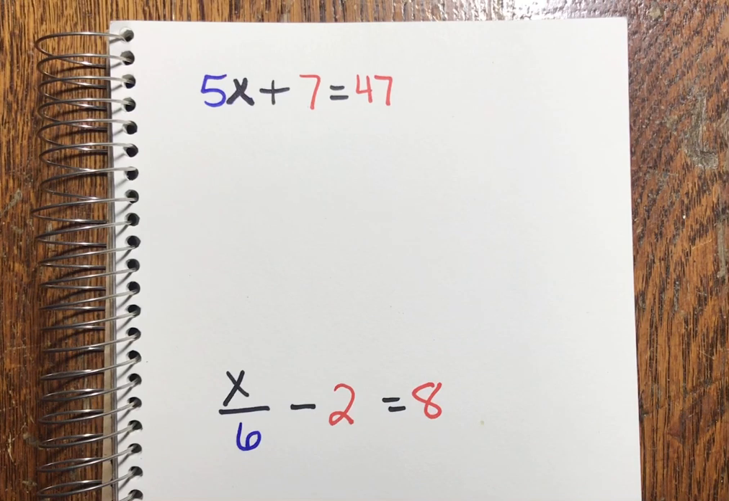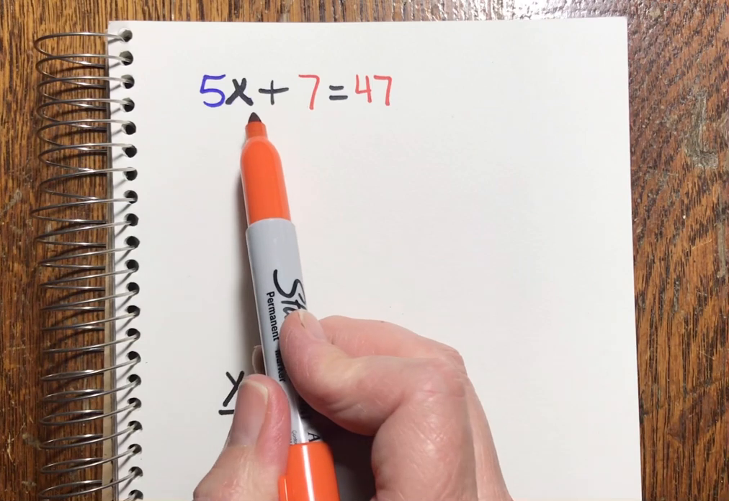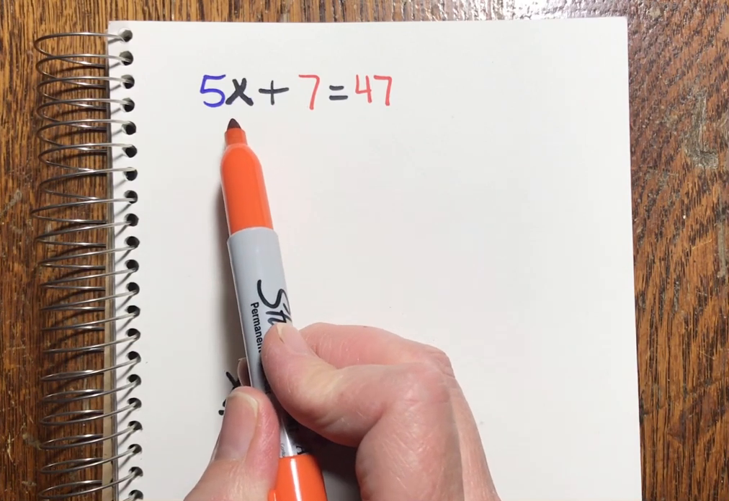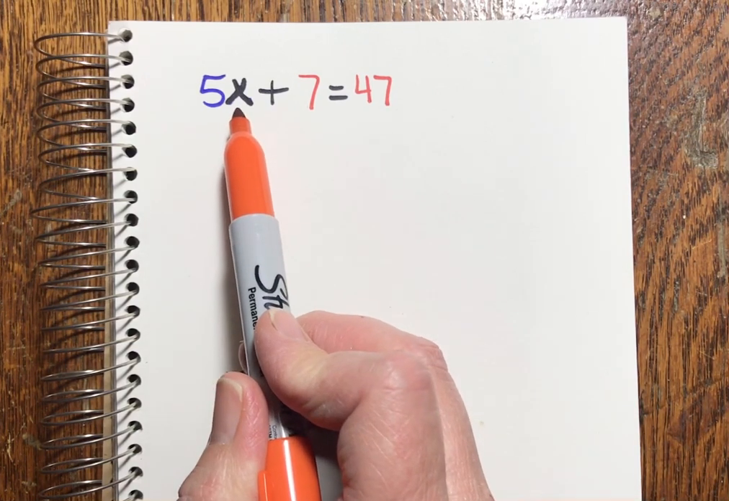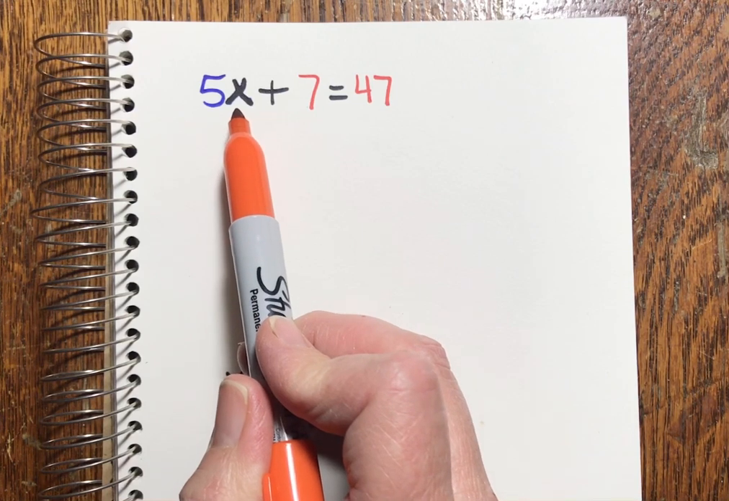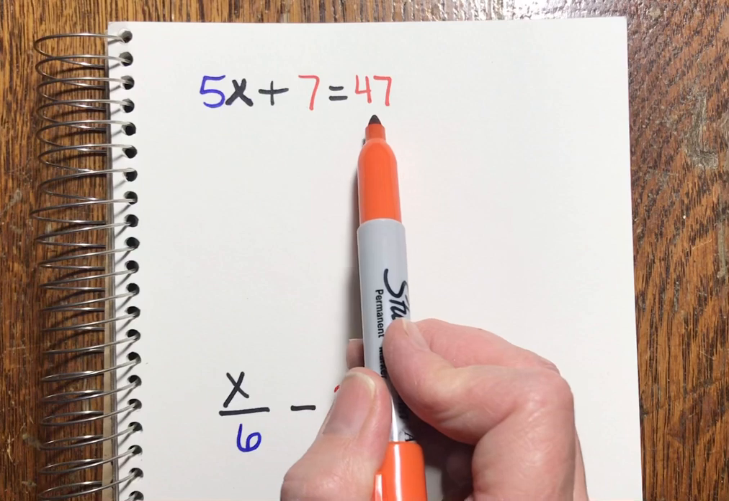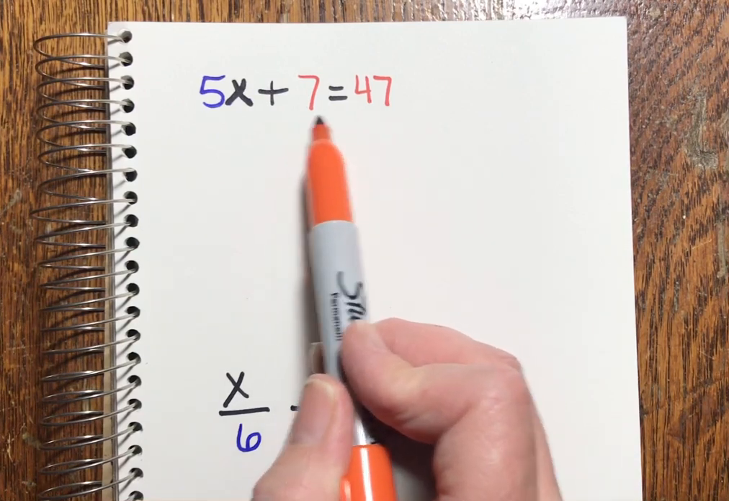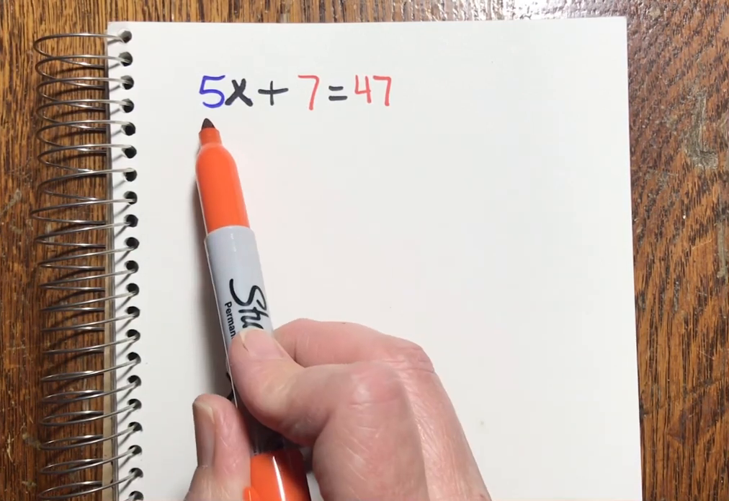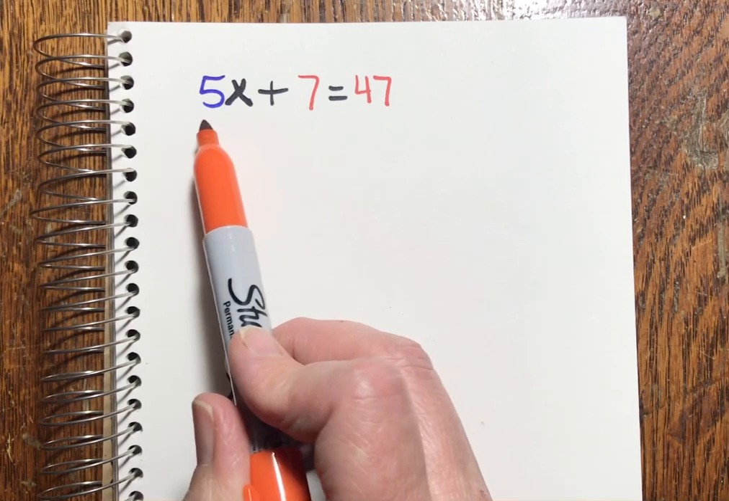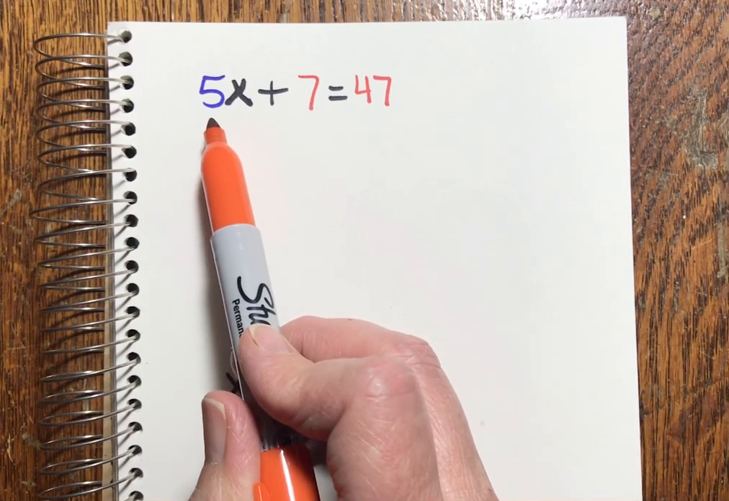In this video, we're going to practice solving two-step equations. We're going to solve for x, and we're going to review very quickly. The x is the variable, so we're solving for the variable. The number by itself is called a constant, so either 7 or 47 could be called a constant. And then the 5 that is attached to the x here is the coefficient.